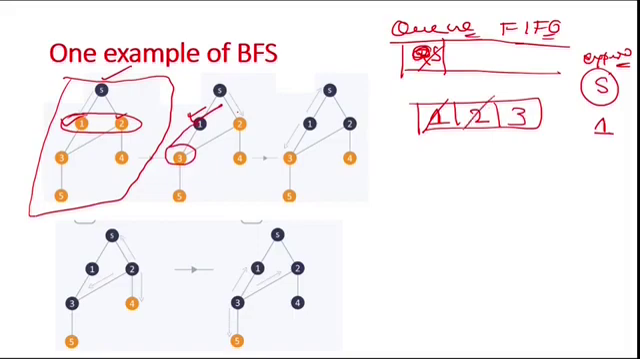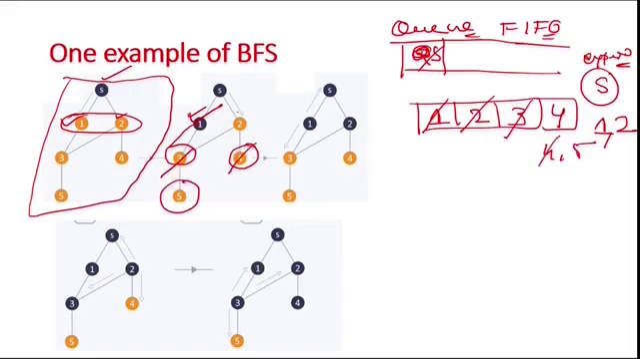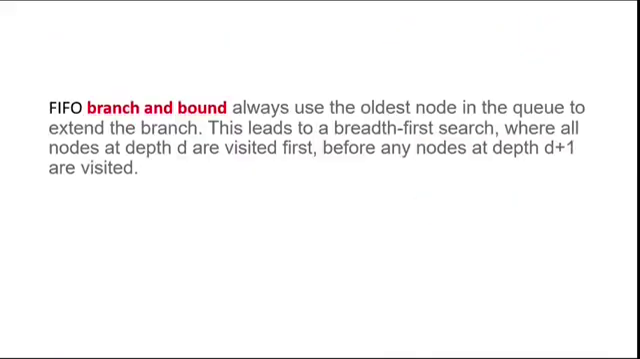Okay, then 2 has to be deleted. Once you delete 2, who are the adjacent 4? 3 already is there, so no need. So 4 is there, so once you delete 2, then you can insert 4 here. Then you delete 3. Once you delete 3, who is his child? 5. So 4 and then 5. And then if you delete 4, nothing is there. And okay, 3 and then 4 and then finally 5 will be deleted.